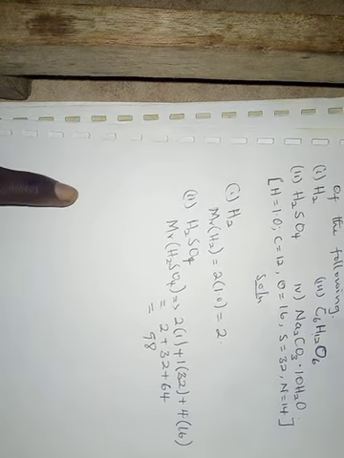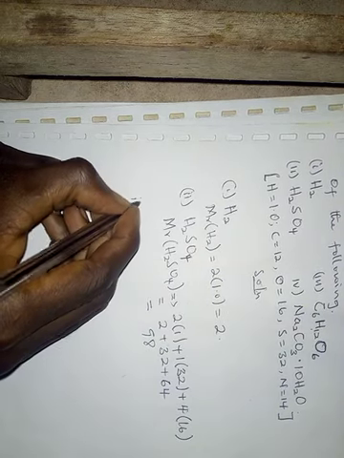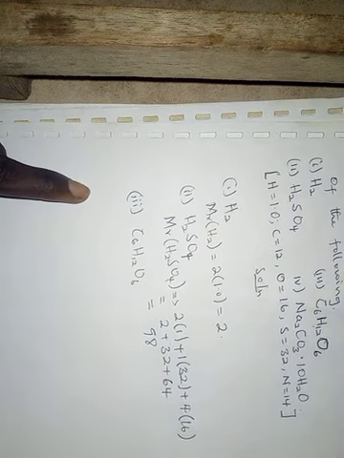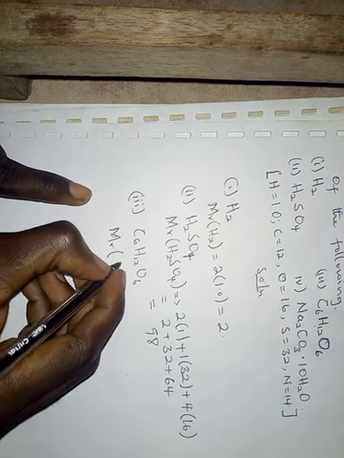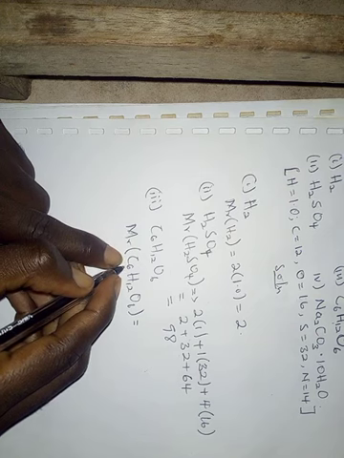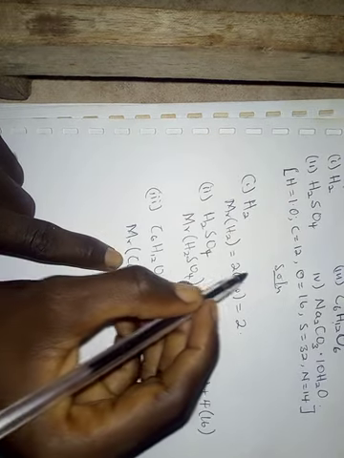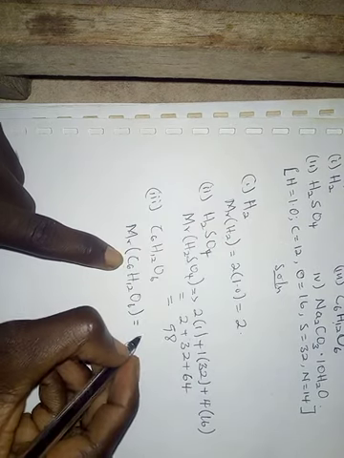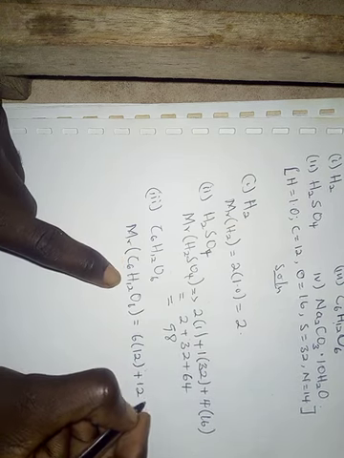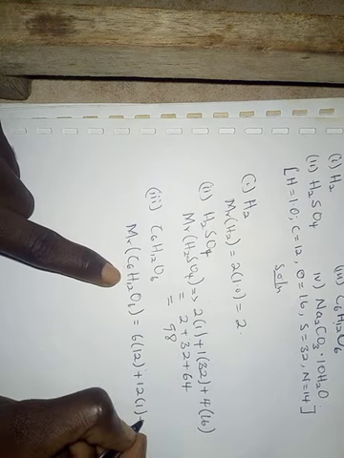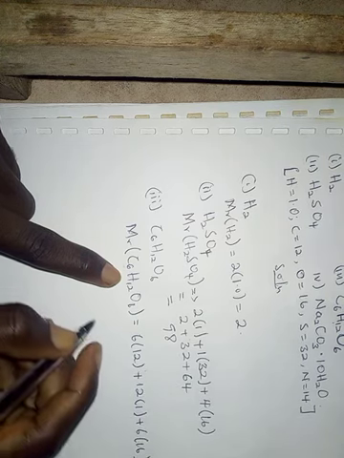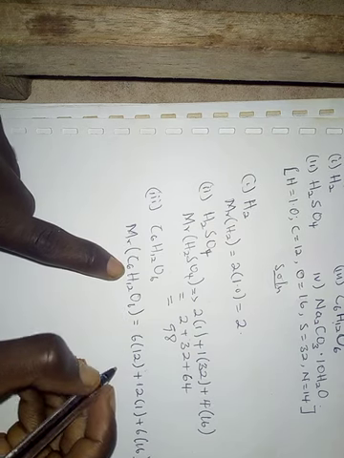Alright, so let's solve the third one, which is C6H12O6. The relative molecular mass of C6H12O6: we have 6 atoms of carbon, which means this 6 will be multiplied by the relative mass of carbon, that is 6 times 12, plus 12 times the relative mass of hydrogen, 1, and then plus 6 times the relative mass of oxygen, which is 16.